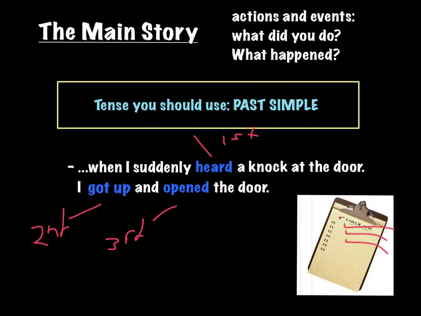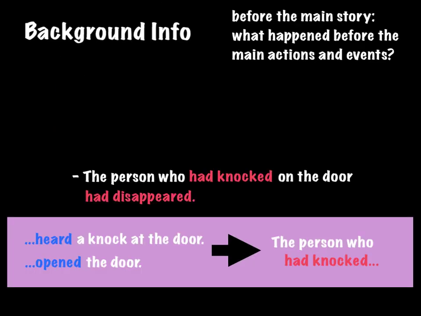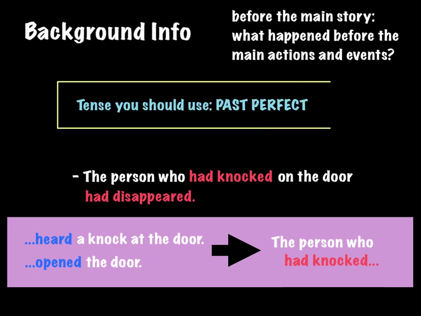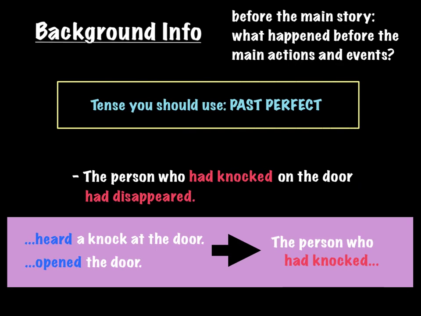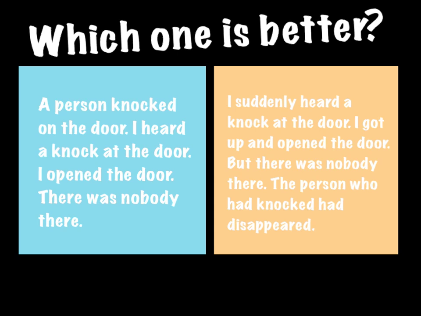But a list of events like this can sometimes be a bit boring to read. That's why we include background information. So, background information is what happened before the main story. And you need to ask yourself one question: what happened before the main actions and events? The tense we should use for this is the past perfect. So, even though we write it after, the person who had knocked on the door had disappeared actually happens before the main actions.